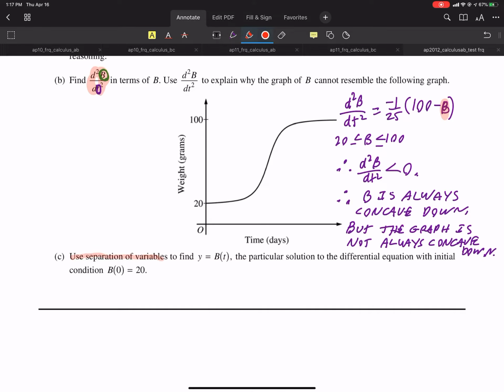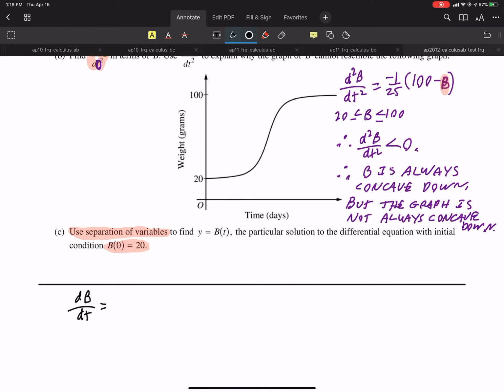They're telling us to use separation of variables. They don't always tell you that. So you have to recognize when to use separation of variables, and they give you the initial condition. So let's start with the original problem. dB/dt is 1/5 (100 minus b).